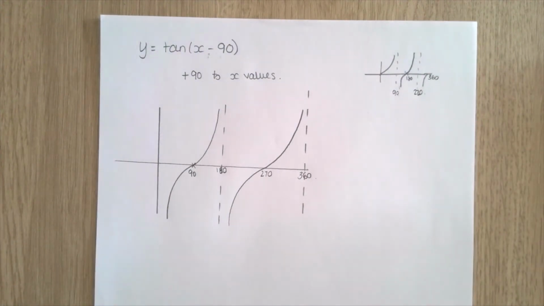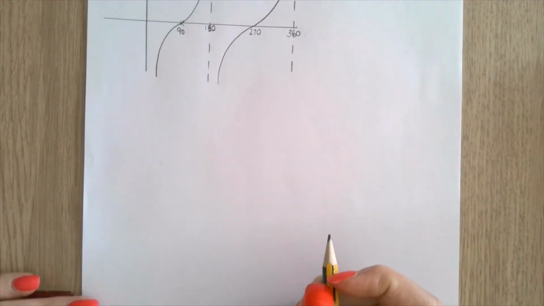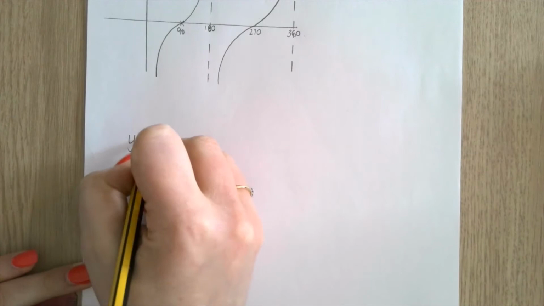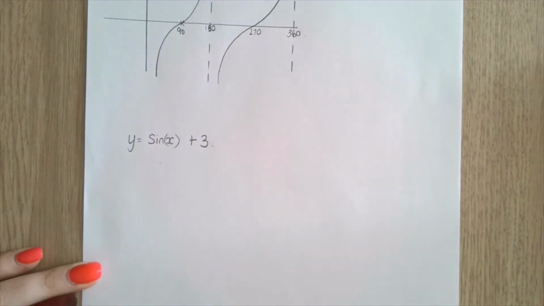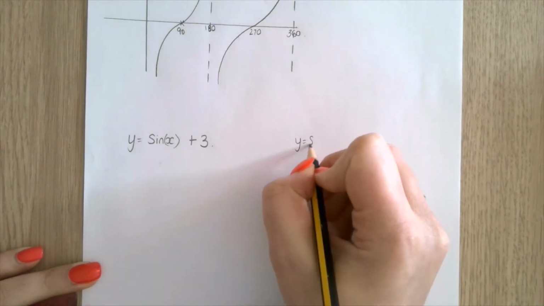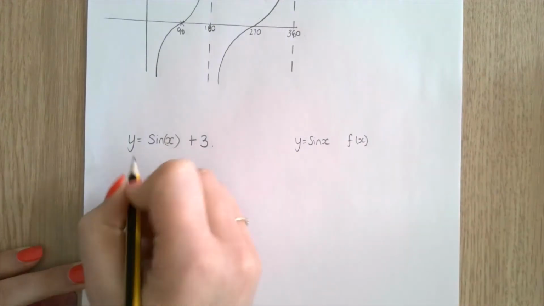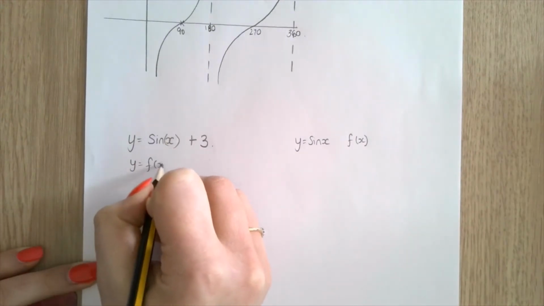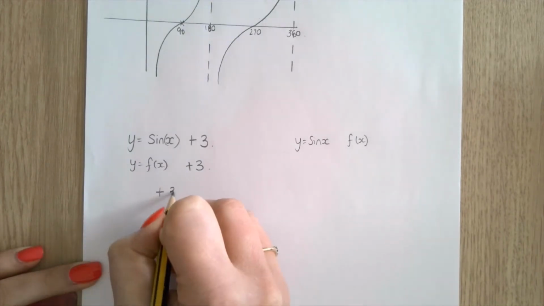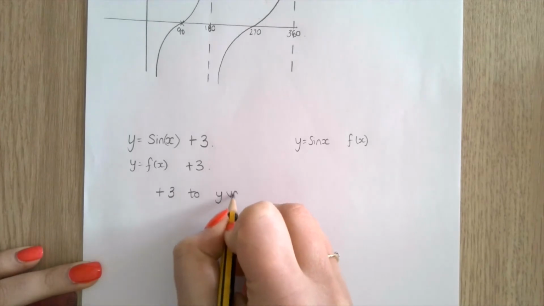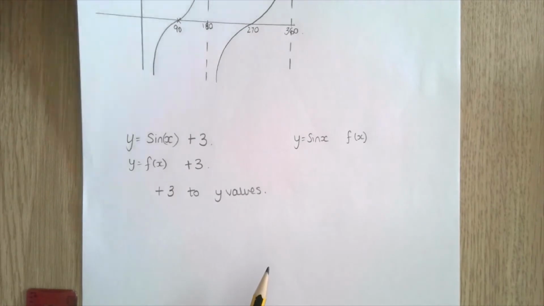Okay, so there's 3 examples, one for each trig function. So the next one I've got for you is y equals sine x plus 3. So if I've got y equals sine x as my f of x, then this must be y equals f of x plus 3. So what I'm going to have to do is to add 3 to the y values. So my graph is actually going to move up by 3.